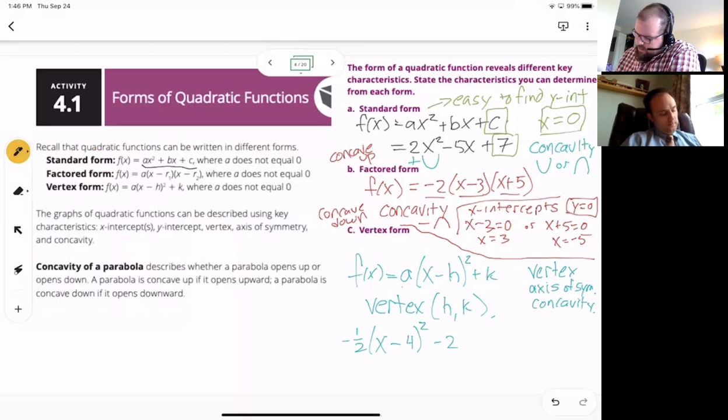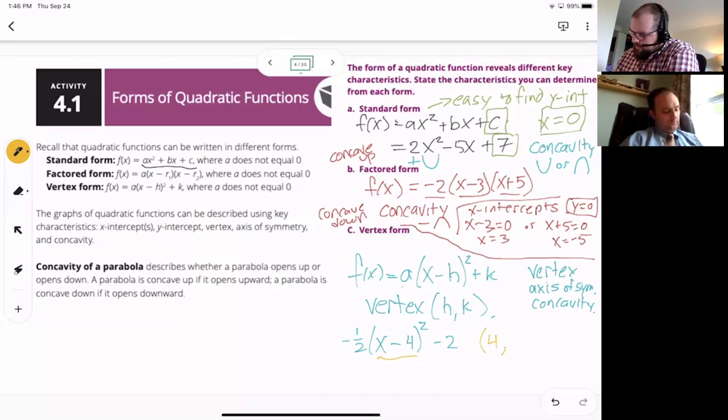The vertex would be at the point 4. We always do the opposite stuff for things that are inside our function. Things that are touching our x end up being the opposite value. And that's because we're looking for what's trying to make that 0. Yeah, that's what I was just going to say. I like to think of that as what makes that 0.